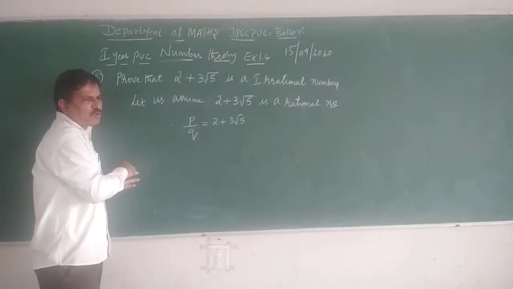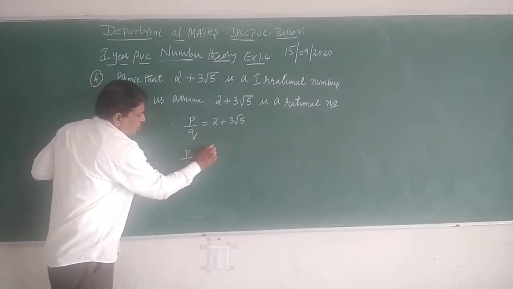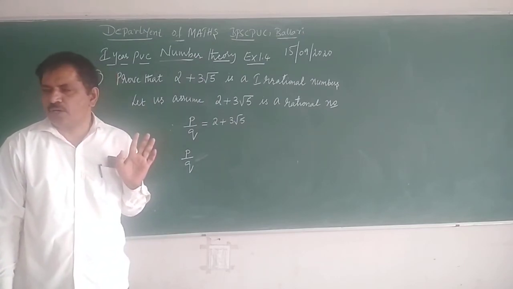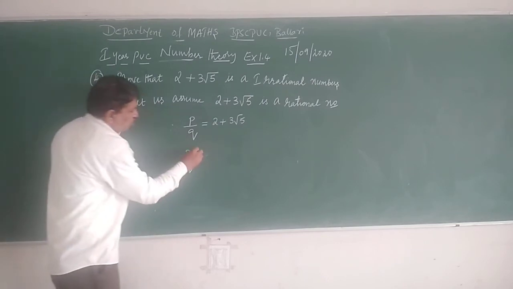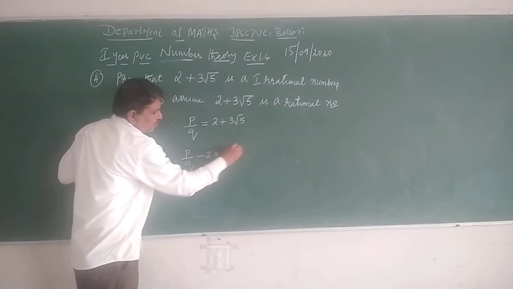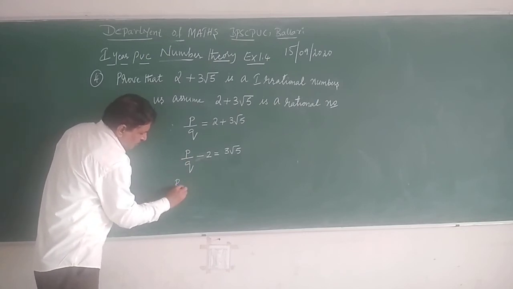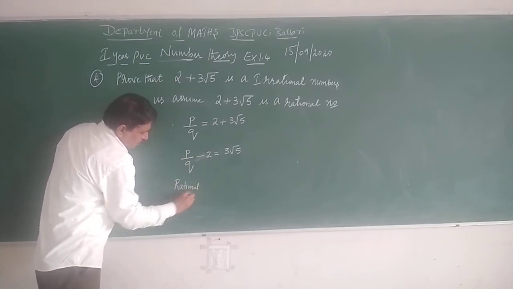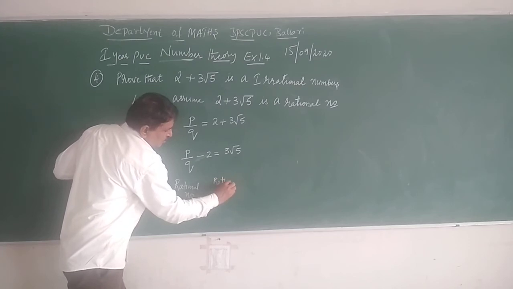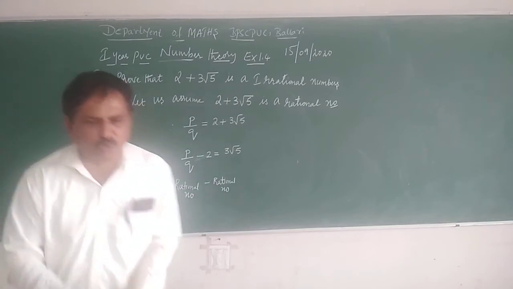I will write the rational number one side, irrational number one side. P by Q is a rational number. 2 is a rational number because 2 can be written as 2 by 1. So if I set 2 this side, P by Q minus 2 is equal to 3 root 5. We know that P by Q is a rational number, 2 is also a rational number. The difference of rational numbers will be a rational number only.